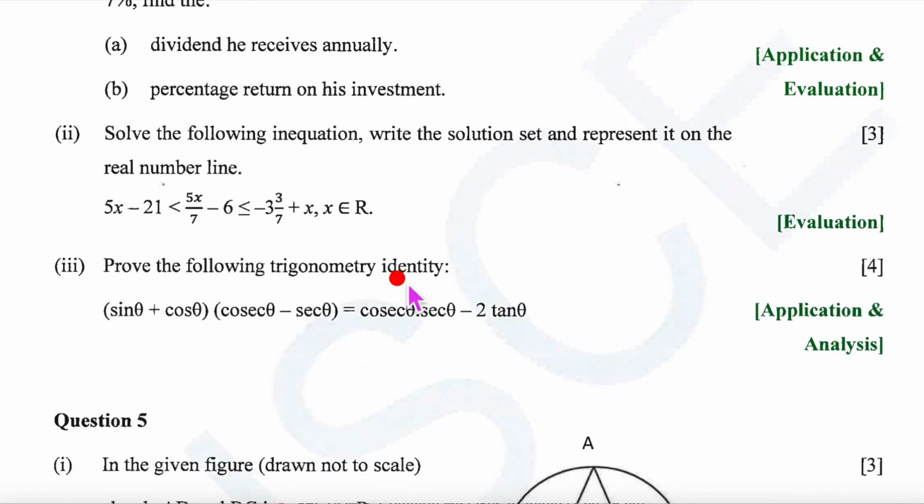Now look at this trigonometry identity. Here you'll have to make 1 upon sine theta minus 1 upon cos theta and then take LCM. It may take some time. If you're not confident about this, skip this. This is easy. You should be able to handle even the fractions.